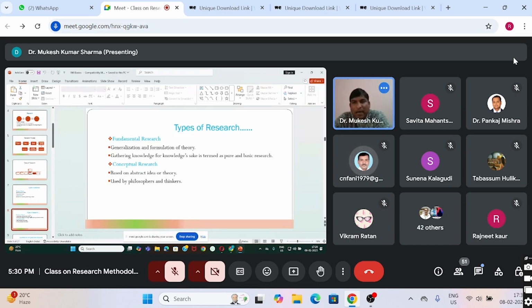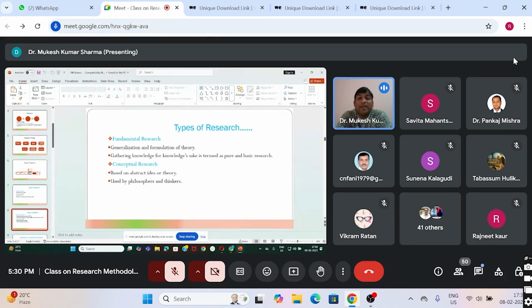Those who are from the arts and humanities develop their research more fundamentally and conceptually, because fundamental research is based on one task that is called gathering knowledge for knowledge's sake. ज्ञान के लिए ही ज्ञान को एकत्रित करना ही ज्ञान है. That is called research. Okay. Like I said to you, people have conducted research. You are also doing research, but the base is clear. You are doing something new.